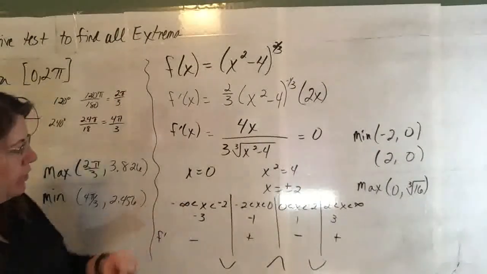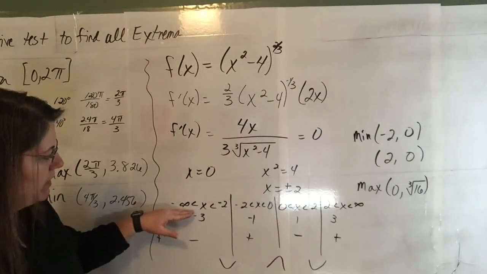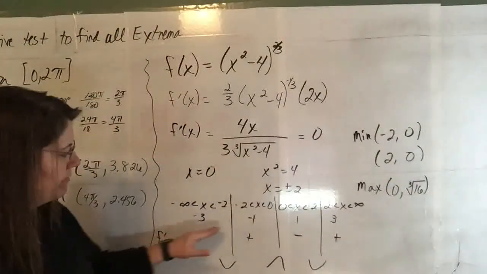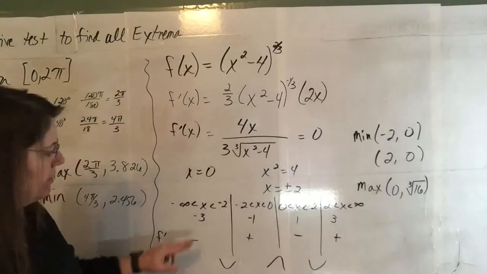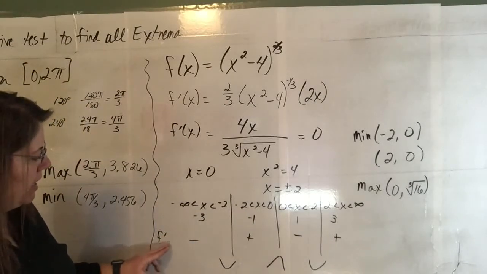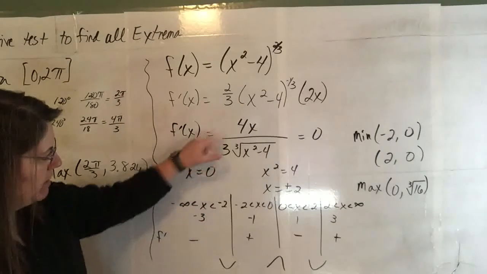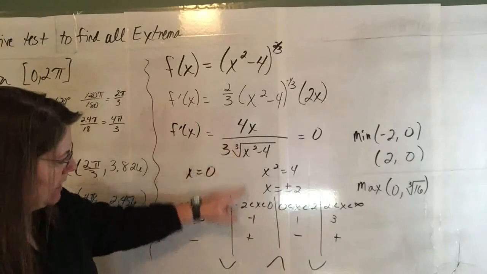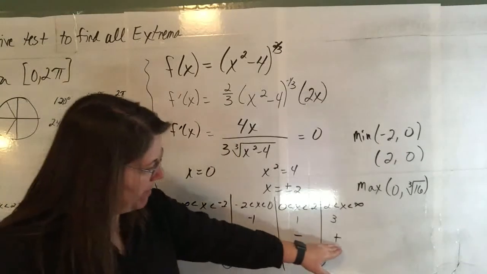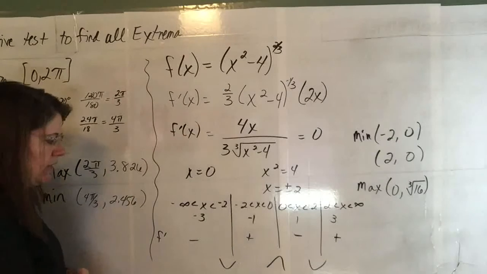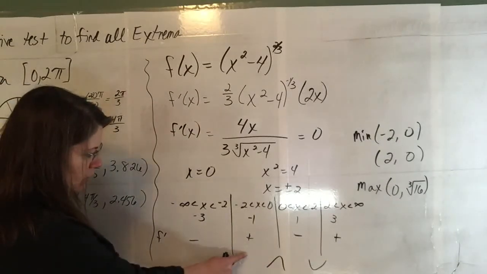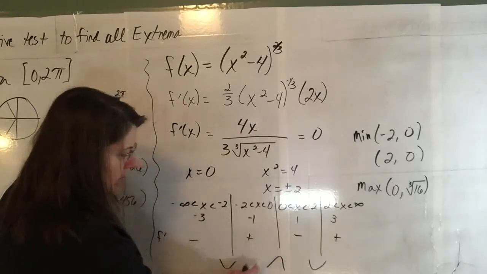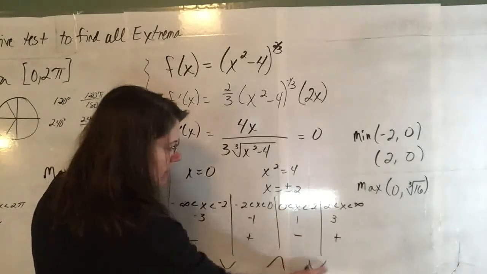If I use those critical values to set up intervals, I'm going from negative infinity to negative 2, negative 2 to 0, 0 to 2, and 2 to infinity. I chose some values within those intervals, and then I plugged those into my derivative. So when I plug negative 3 into my derivative, I ended up with a negative. When I plug negative 1 in, I ended up with a positive, and a negative and a positive for the other two intervals. So showing that it's going from decreasing to increasing, that would be a minimum. From increasing to decreasing would be a maximum. And then I have another minimum at the 2.